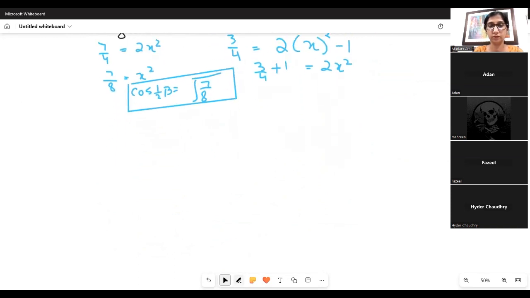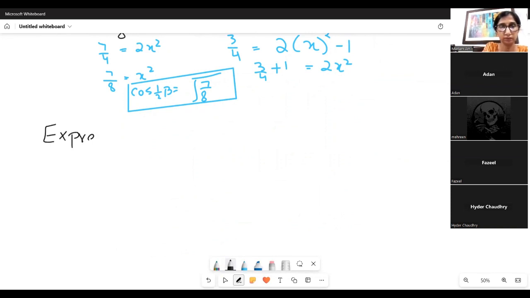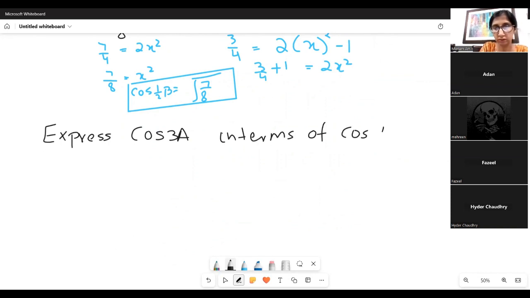Next question is: express cos 3A in terms of cos A. So cos 3A has to be written in terms of cos A. There should not be any coefficient of A. So how can we do this?